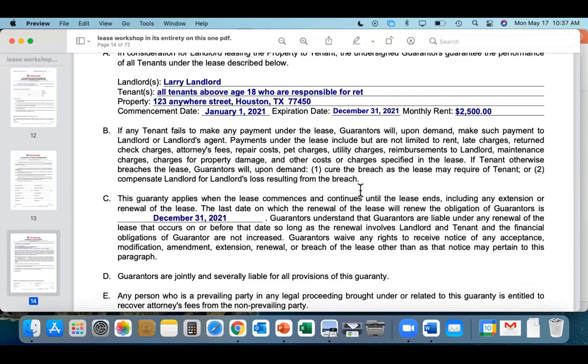It says, if any tenant fails to make any payment under the lease, guarantors will, upon demand, make such payment to the landlord or the landlord's agent, property management company. Payments under the lease include, but are not limited to, rent, late charges, returned check charges, attorney's fees, repair costs, pet charges, utility charges, and reimbursements to the landlord. Maintenance charges, charges for property damage. So the guarantor is not only covering the monthly lease, they're covering pretty much any expense or damage or anything caused by the tenant that's owed to the landlord.